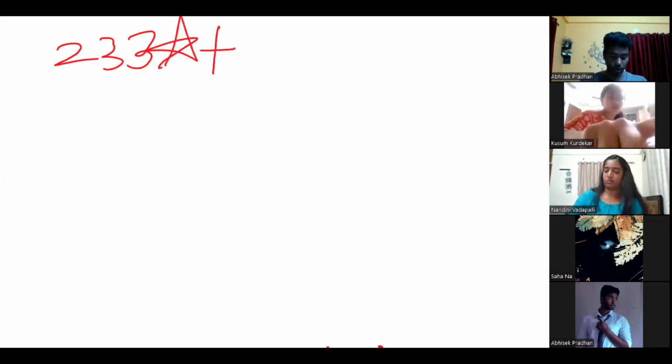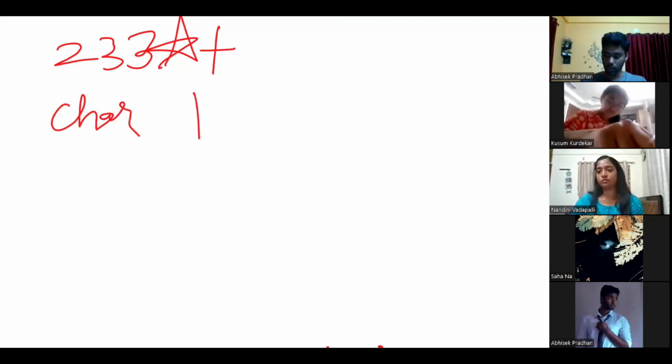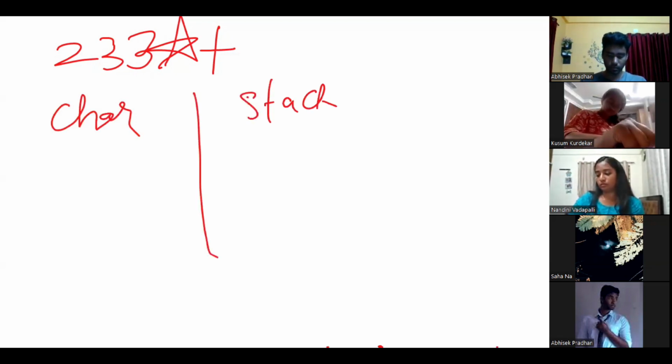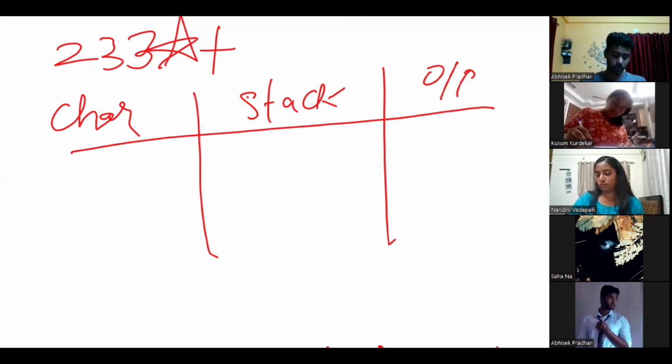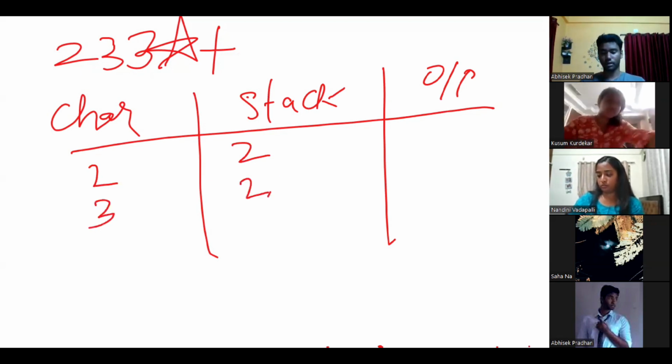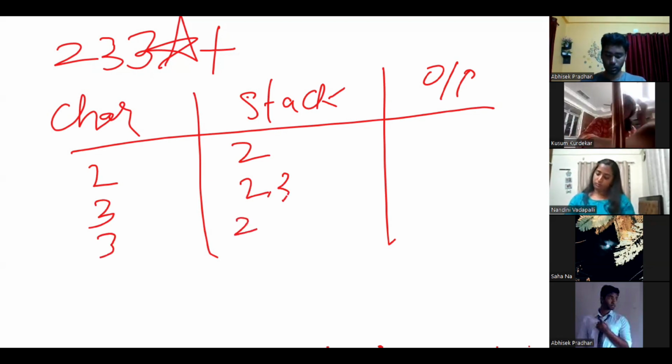Now, character. Next is stack. Next is output. So what happens now is, your 2 will be read in and added to the stack. Your 3 will be read in, and 2, 3 will be on the stack. Again, 3 will be read in, and 2, 3, 3 will be on the stack.